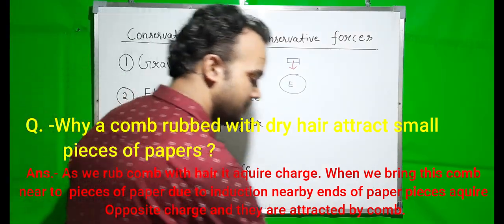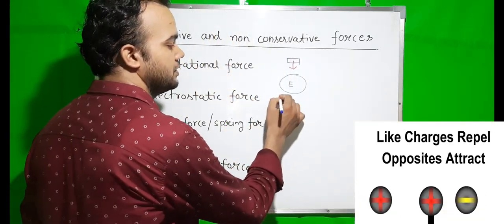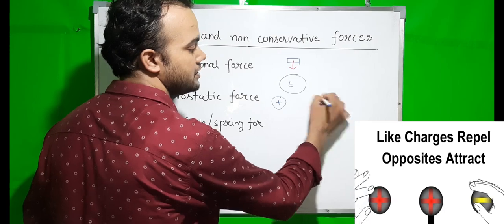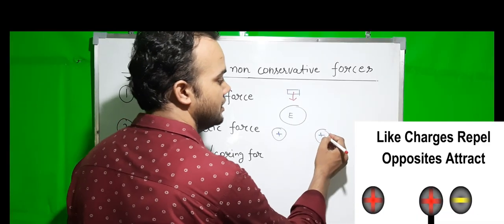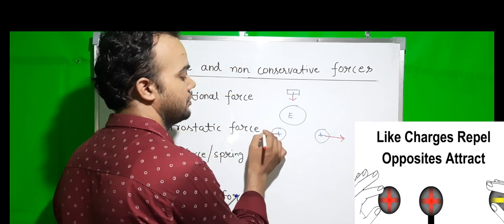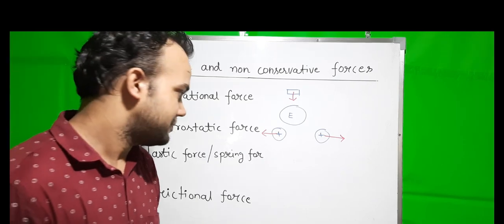So I am drawing here. Suppose I have taken this charge. This one is a positive charge, this one is a positive charge, so both will repel each other, and that force of repulsion is known as electrostatic force. This one is electrostatic force. Is it fine? So electrostatic force acts between the charges.